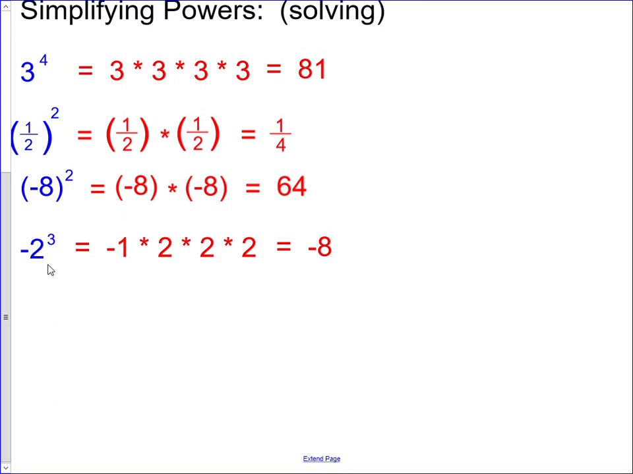When you have a negative raised to a power and it's not inside parentheses, it's always going to be a negative number. If you have a negative number and it is in parentheses and it's raised to a power, it depends on what that exponent is. If that exponent is even, you're going to have a positive answer. If that exponent is odd, you will have a negative answer.